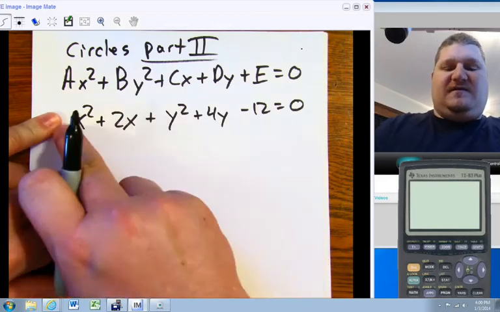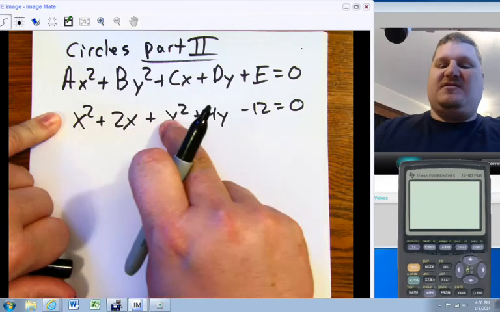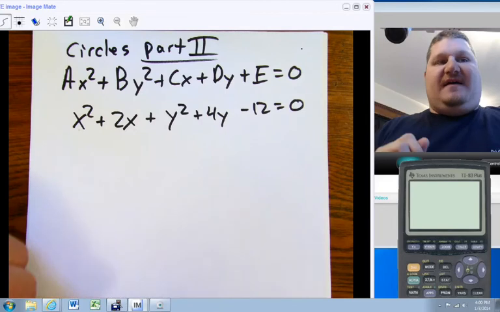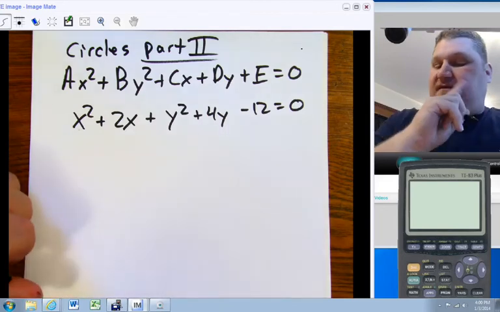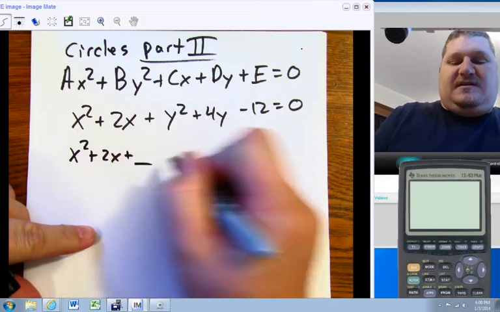Now, this is 1 and this is 1. It could be 4 and 4, or 5 and 5, or 7 and 7. Doesn't matter. As long as they're even, both squared with a plus in the middle, we know we have a circle. Now, let's complete the square using the same completing the square mini lesson that we had previously.